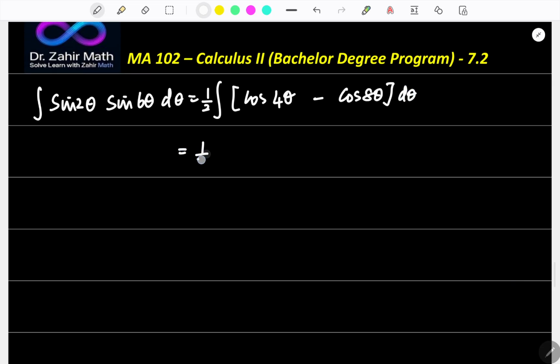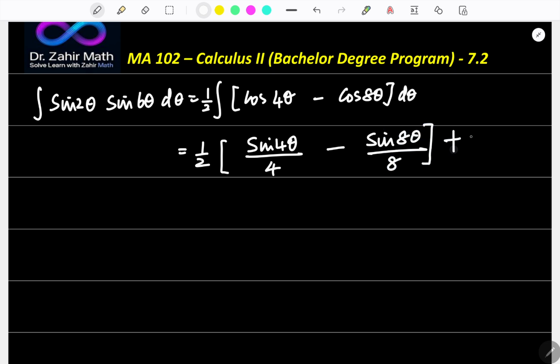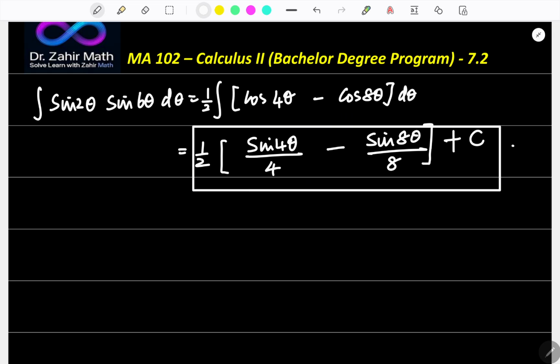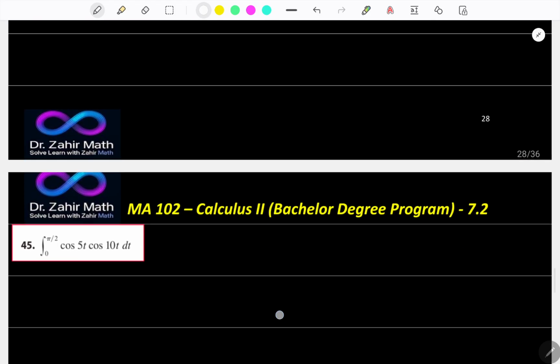So this equals half times, what is the integral of cosine 4 theta? Sine 4 theta divided by 4. What is the integral of cosine 8 theta? Sine 8 theta divided by 8, plus the integrating constant c. So this is your answer. Clear, everybody? Okay, right. Let us go to the next question.